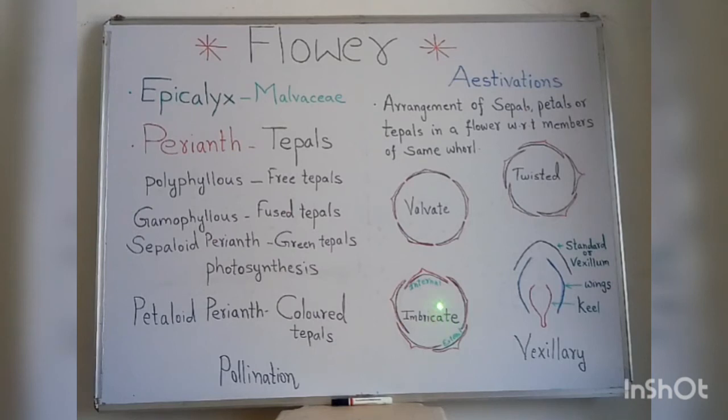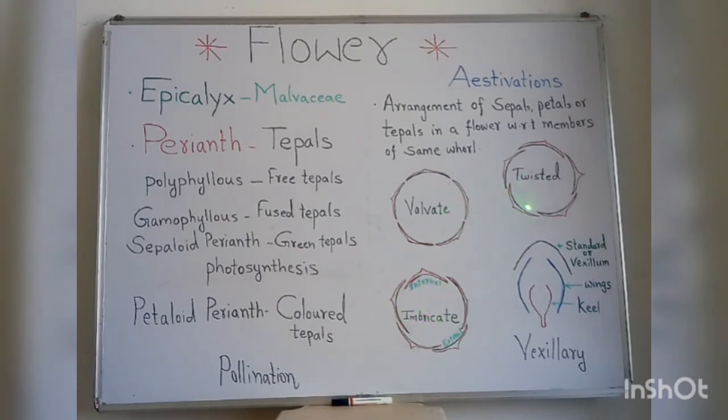The difference between valvate aestivation and twisted aestivation is that valvate aestivation does not show overlapping of margins, whereas twisted aestivation shows overlapping of the margins, and imbricate is intermediate between valvate and twisted aestivation.